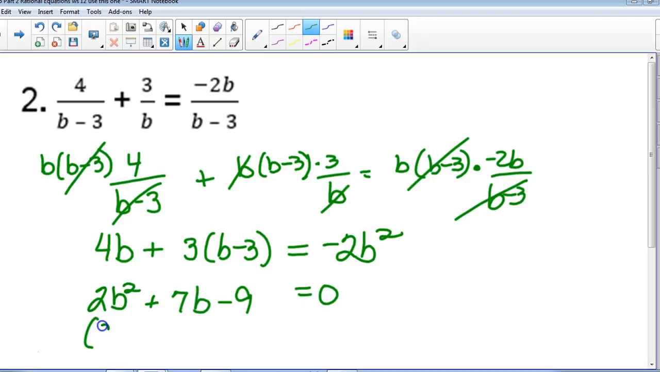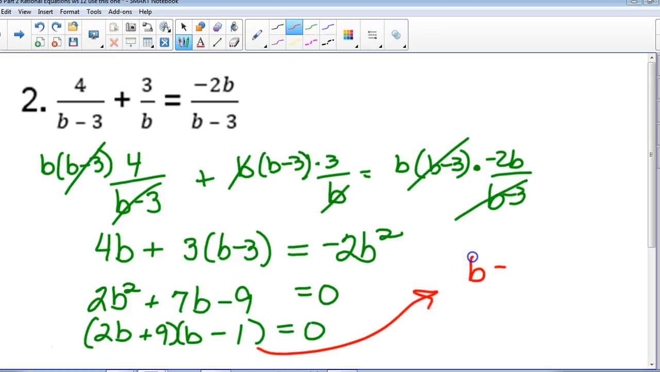So to factor and get 2b squared, we need a 2b and a b. I think we need a 9 and a 1 to make a 7. Positive 9 minus 2b times b minus 1, does that work, guys? Did I get that right? So b is either negative 4.5 or 1, yep. Neither one of which makes the denominator 0.